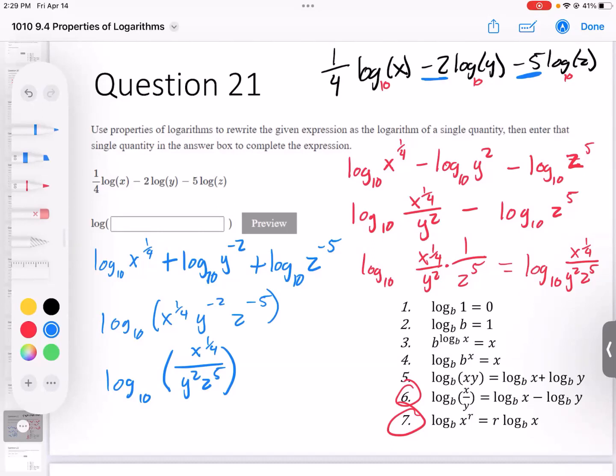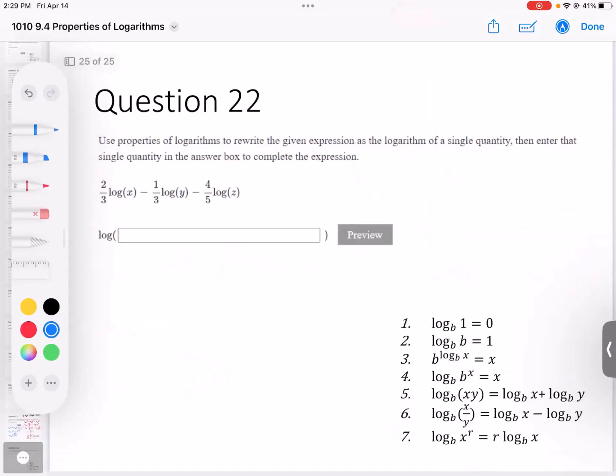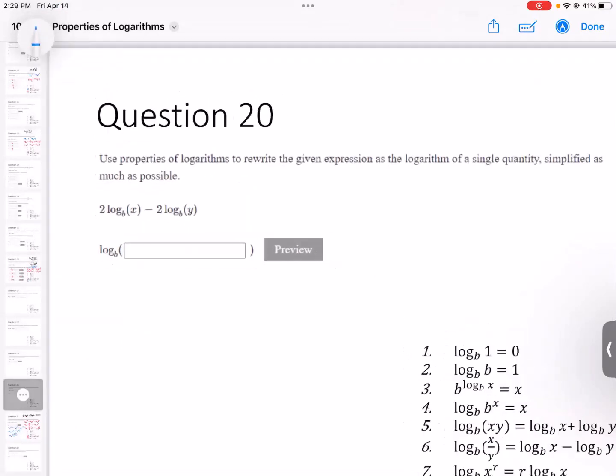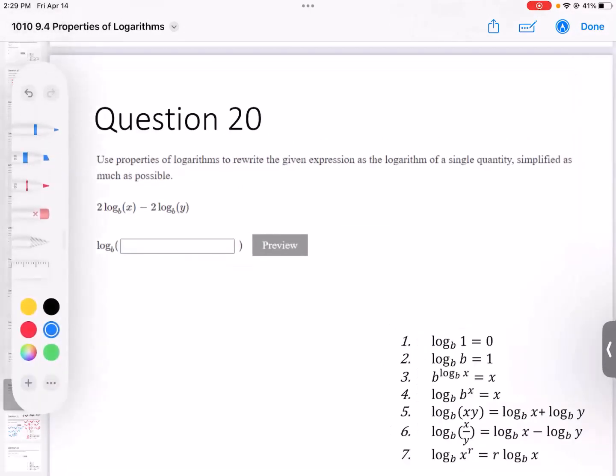Any questions on that? Okay, let's do another example of this one. Well, that one's kind of actually just about like what we did before. Okay, why don't you guys go ahead and try this one? So this one is 2 log base b of x minus 2 log base b of y.